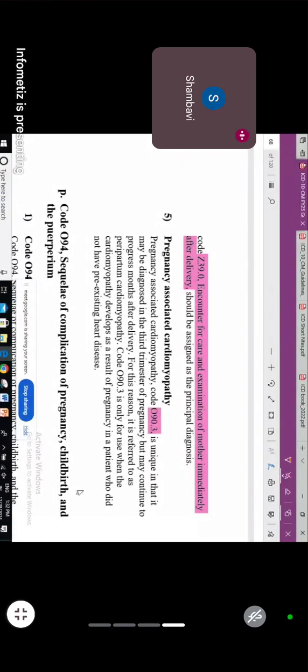Sir, yes. Here Z39.0 is there, no? Encounter for care. First, we have to code that code, then the O series code. If there is any complication, yes, you can code it. But if suppose the patient has some postpartum complication, okay, then definitely you can code it. Z39.0 and then any O series code.